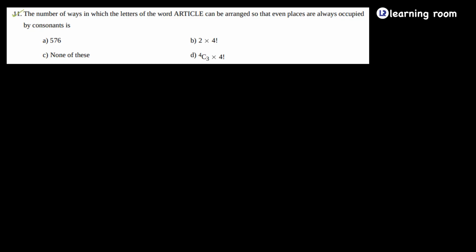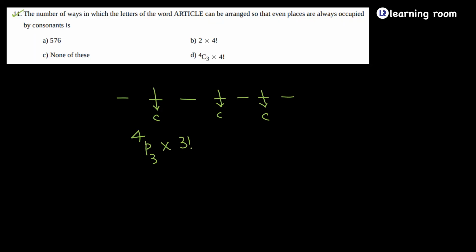So what did we say? 1, 2, 3, 4, 5, 6, 7. So the even places should be occupied by the consonants. So 1, 2, and 3. There are only 3 blank spaces for the consonants. So out of the 4 available consonants, you can arrange them in any of the 3 places. How many vowels are left out? 3 vowels are left out. The 3 vowels can be arranged among themselves in 3 factorial ways.